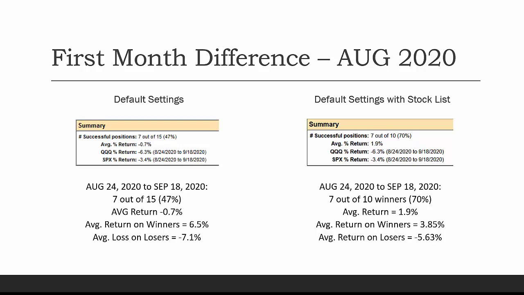Using those same defaults but changing the stock list, that same first month, August 24th to September 18th, we had a 70% success rate. 7 out of 10 were successful, and the average return was a positive 1.9%. So we didn't improve the average return on winners. With just the default criteria, more volatile stocks, we saw an average return on our winners of 6.5% with an average loss on the losers of minus 7.1%. But adding in that list, we only saw an average return of the winners of 3.85%, and the average return on the losers dropped to minus 5.63%.